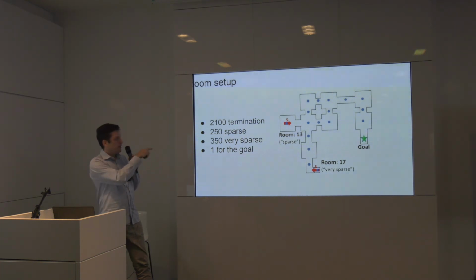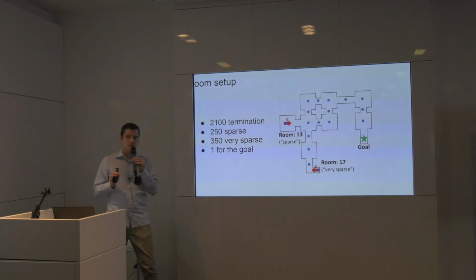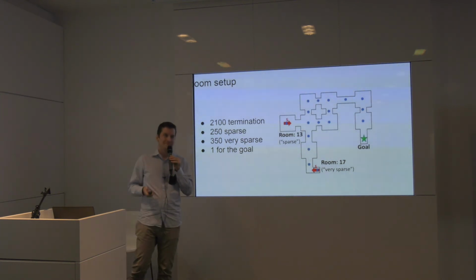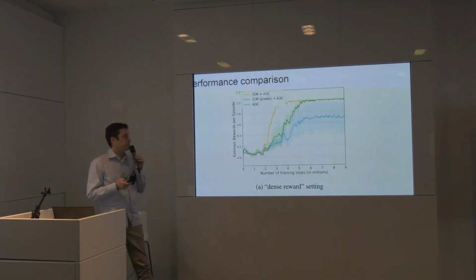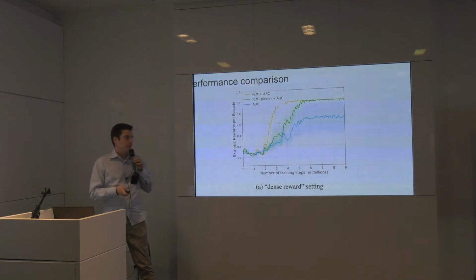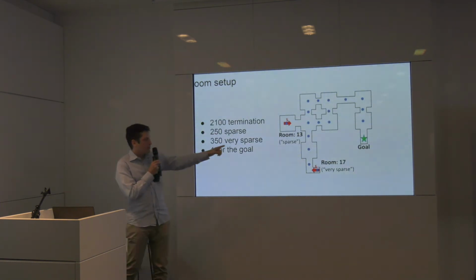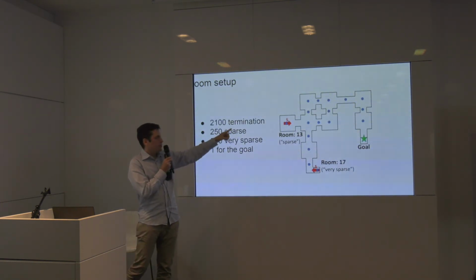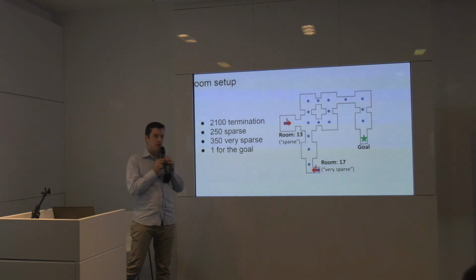And the important thing is that for walking, you got nothing. For walking, you got nothing. Only in the end, if you got to the goal, you get one reward. And for the performance comparison, dense reward is a setting where the agent was randomly spawned on these blue dots. So it's not that difficult. Usually it's closer to the goal.